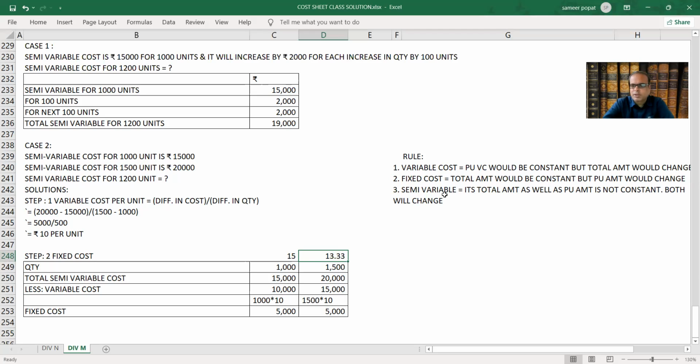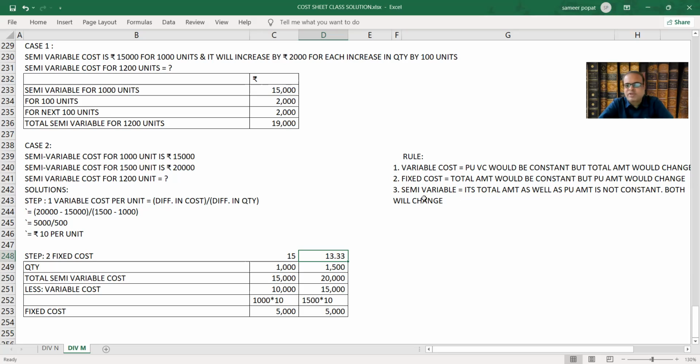So if any cost is given and you are not clear whether it is variable, fixed or semi-variable, fixed you can easily identify. If amount is same in all the cases, that is fixed. If amount is changing, in that case, try to find per unit cost. If per unit is same, that would be variable cost. If per unit is also not same, in that case, that cost would be semi-variable cost.